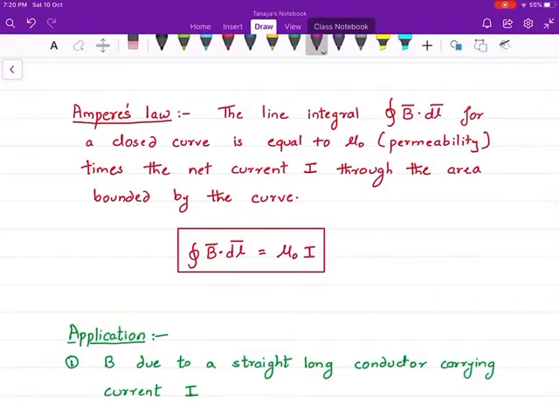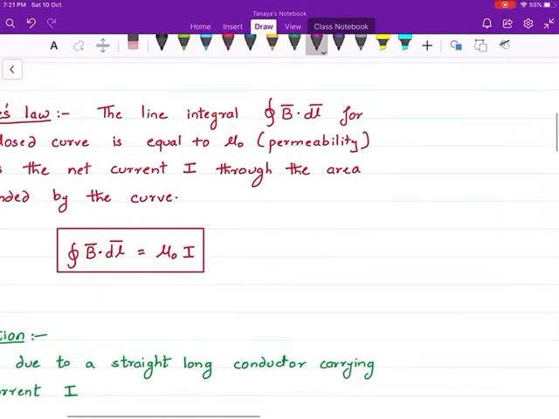You can see that B bar, that is the magnetic field intensity, is a vector quantity. dl, that is the length element, is also a vector quantity, and we are taking a dot product of these to get a scalar quantity, that is current. Current is a scalar quantity. So we are getting closed integral B bar dot dl bar is equal to mu naught into I, where mu naught is the permeability. Now let's understand what exactly is given over here.